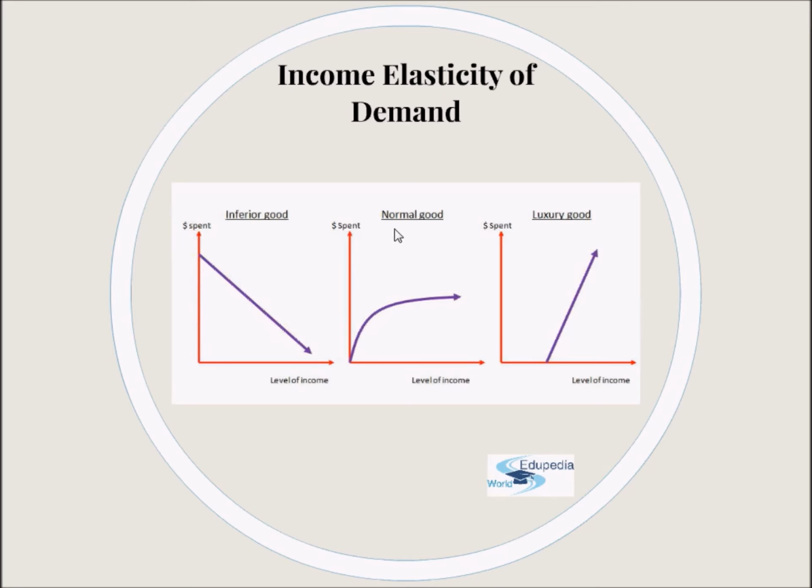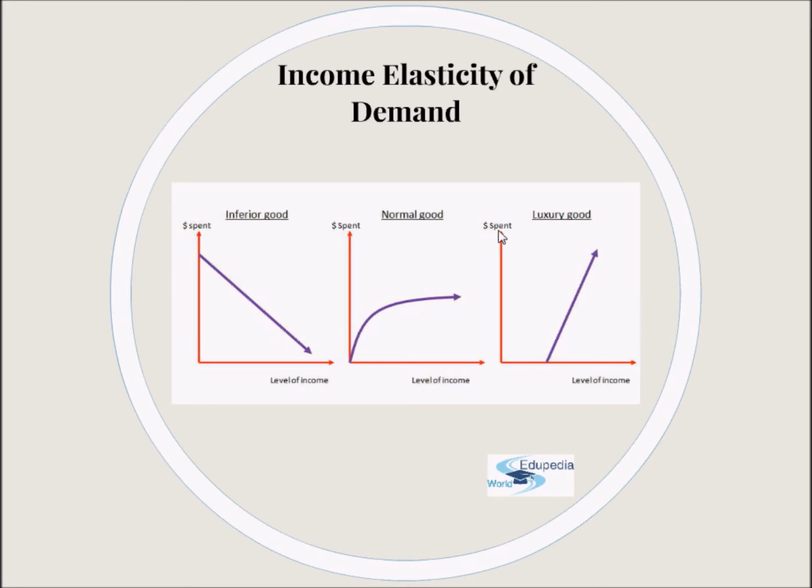In case of normal goods, as the level of income is increasing, up till a certain level, the quantity demanded of normal goods increases, but after a certain increase in the level of income, the rate of increase of quantity demanded of normal goods decreases. So we see the curve like this. Initially it was increasing up till a certain level of income, but after a certain point it stabilizes and there is no steep increase here.